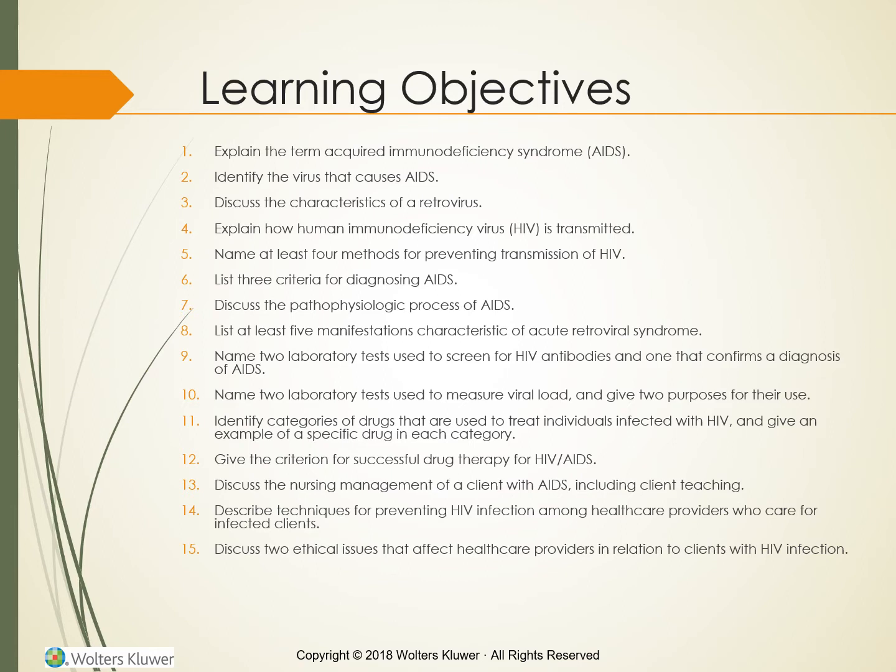List 3 criteria for diagnosing AIDS. Discuss the pathophysiologic process of AIDS. List at least 5 manifestations characteristic of acute retroviral syndrome. Name 2 laboratory tests used to screen for HIV antibodies and 1 that confirms a diagnosis of AIDS.